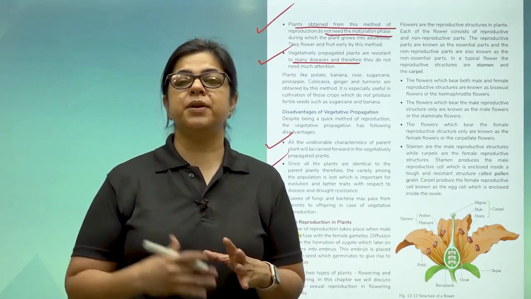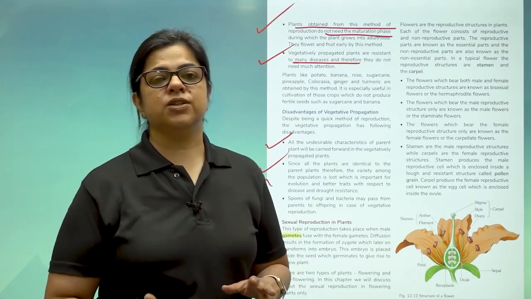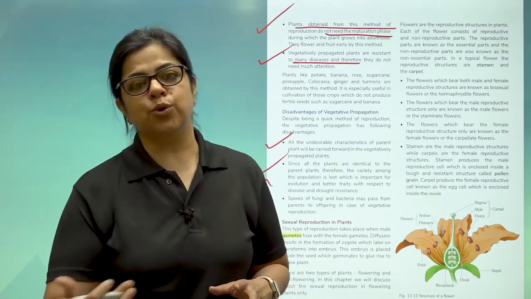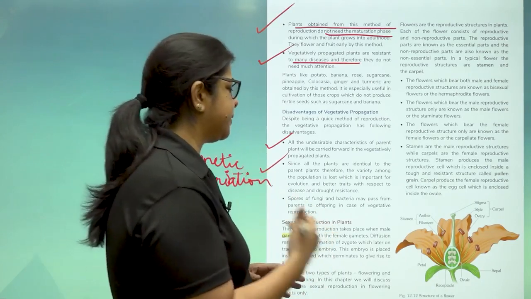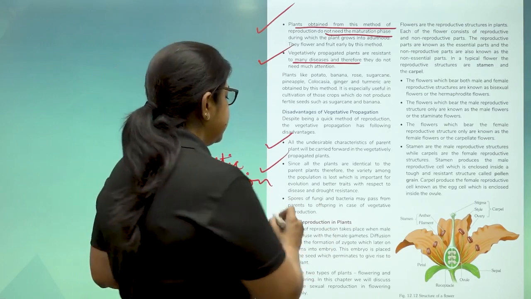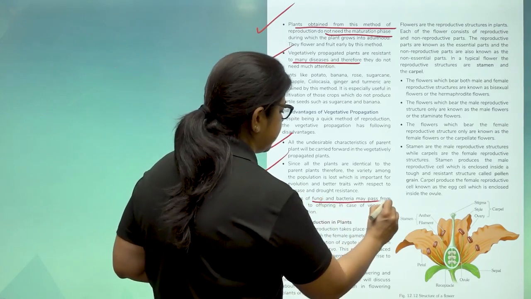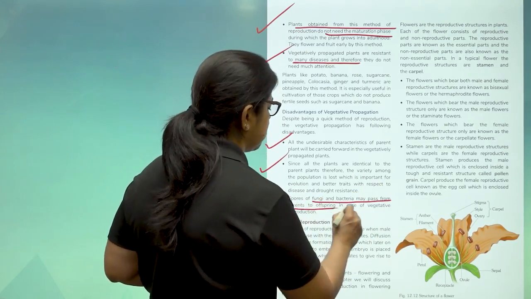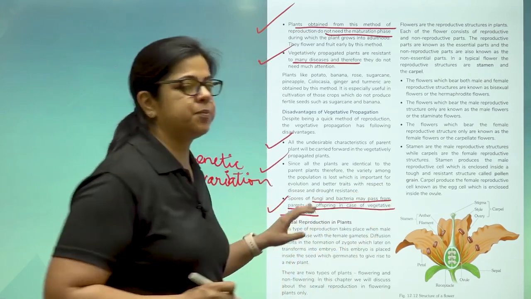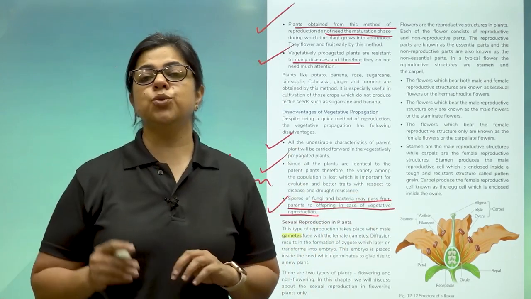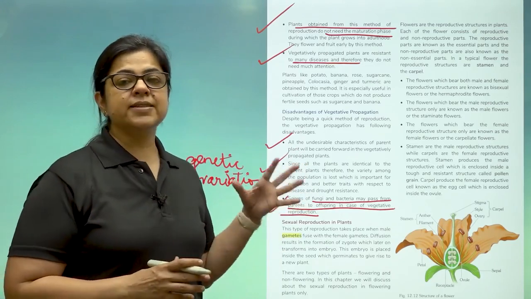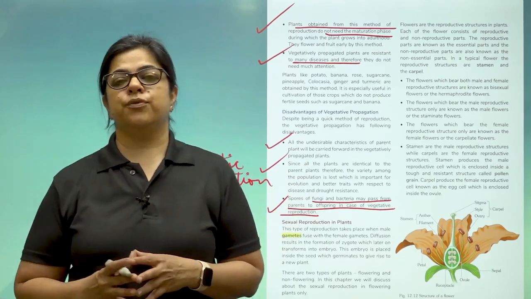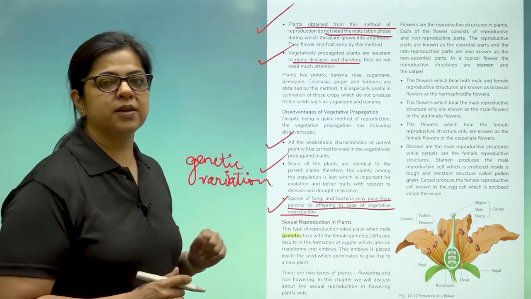So what is going to happen? Generation after generation, the same plant is going to grow. There will be no betterment. Then the spores of fungi and bacteria may pass from parents to offspring in case of vegetative reproduction, again leading to disease. Now let us understand the sexual mode of reproduction in plants.